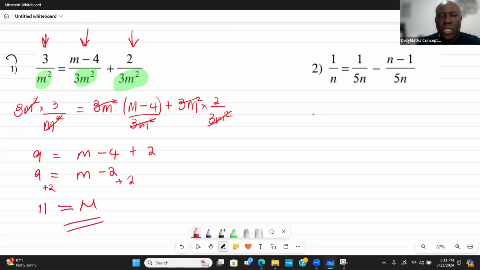So basically what we did here is to get rid of our denominators by finding a common LCM, and that LCM would have been 3m to the second power.